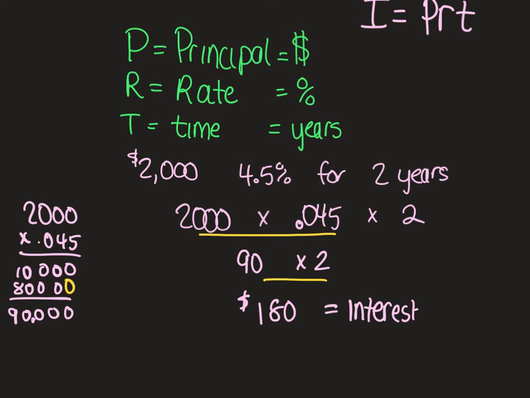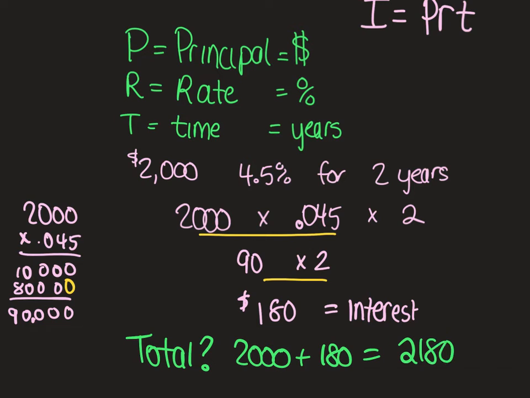The interest is $180. If the question wants your total or final amount, then we're going to add it back: 2,000 plus our 180, $2,180. Remember, this formula is only giving us the interest. So if we give the bank $2,000 and the interest rate at that point is 4.5%, and we leave it in there for 2 years, they pay us $180 for nothing, just for giving them our money and letting it sit in the bank, letting them use it to make more money.